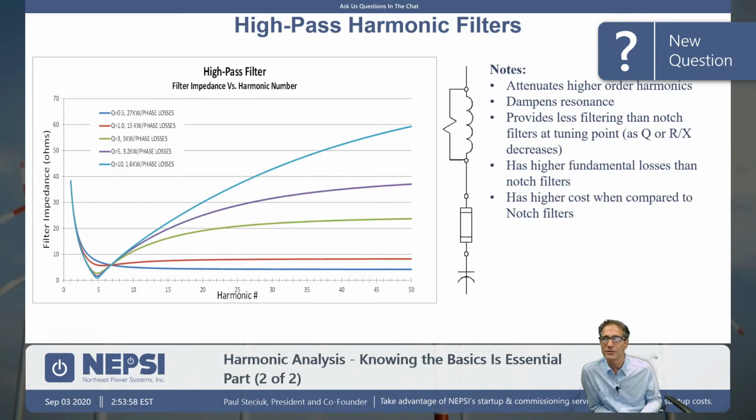All right, another question? Yeah, Paul, new question in the chat. Are there any reasons to use third harmonic filters since this harmonic is primarily zero sequence? Can third harmonic cause resonance?